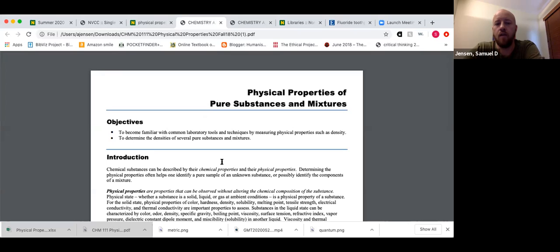Usually this is a longer lecture of how we do this when we're in the lab. When you're in the lab, writing these lab reports, we would be focused on a customer driven approach. So the purpose is not to become familiar with laboratory tools and techniques by measuring physical properties such as density. The purpose is not to determine the densities of several pure substances and mixtures. That is not why we would do it.